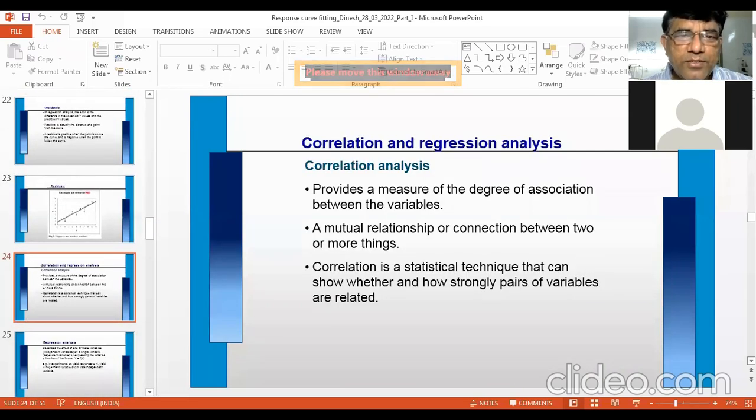Correlation, we started. What is correlation? Association between two variables. It just gives you some idea whether two variables are related or not. If they are not related, the correlation coefficient can be worked out, which may not be significant. If correlation coefficient is significant, then you can say that these two data are genuinely related.